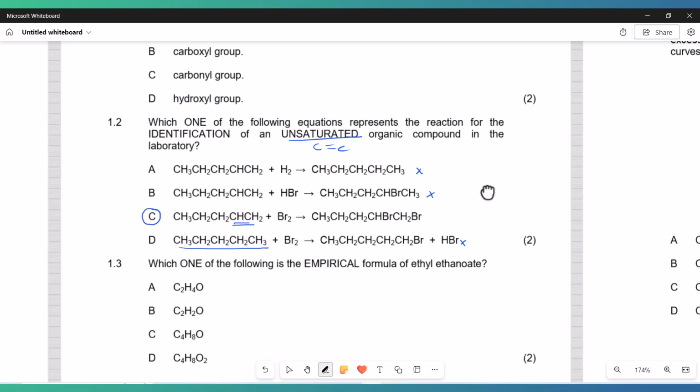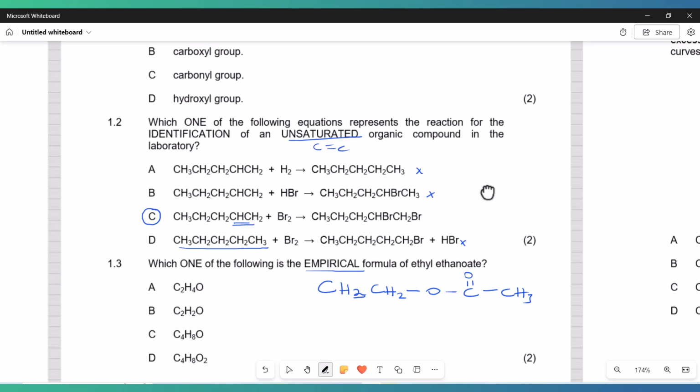Which one of the following is the empirical formula of ethyl ethanoate? Ethyl ethanoate looks like this: CH3, then CH2, then O here, and then the ethanoate, a carbon with oxygen, then CH3. Now, what is the empirical formula? The empirical formula shows the simplest whole number ratio in which atoms are combined.